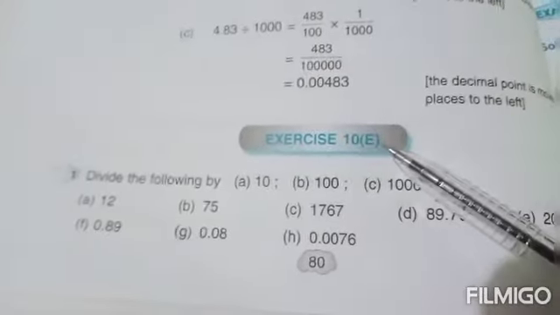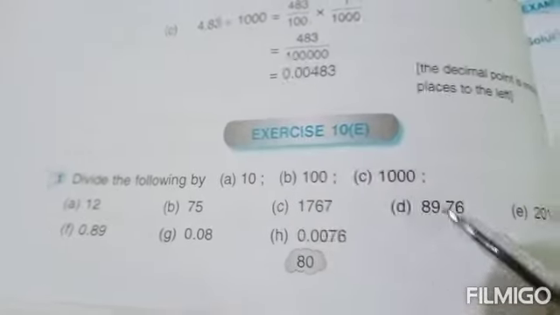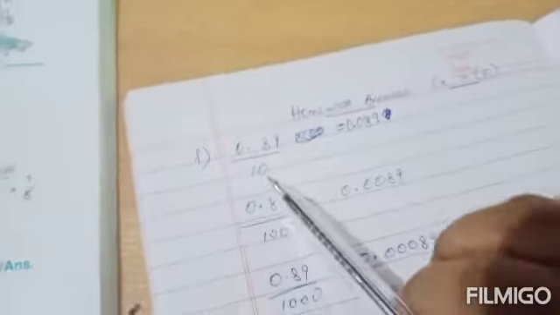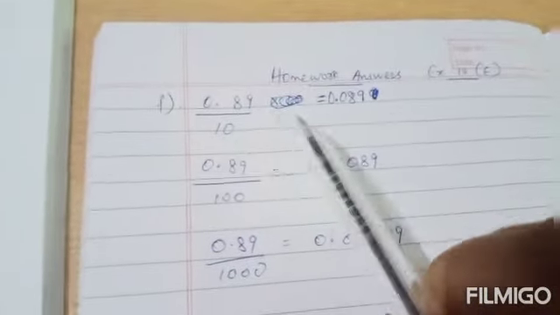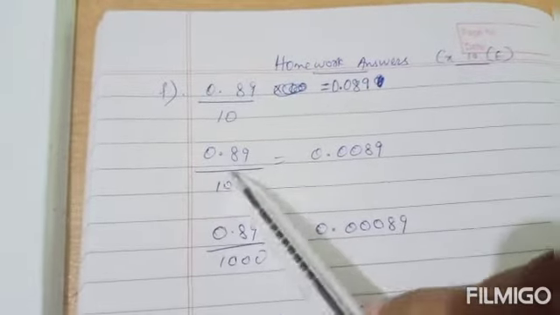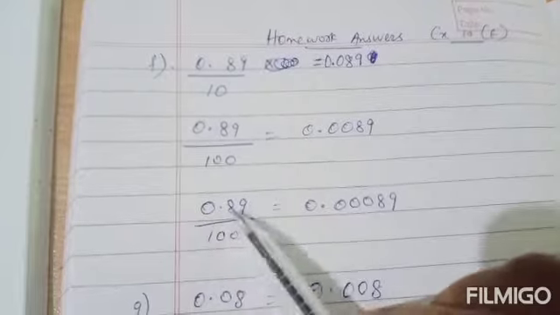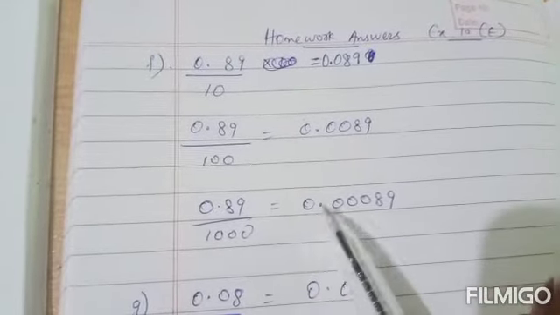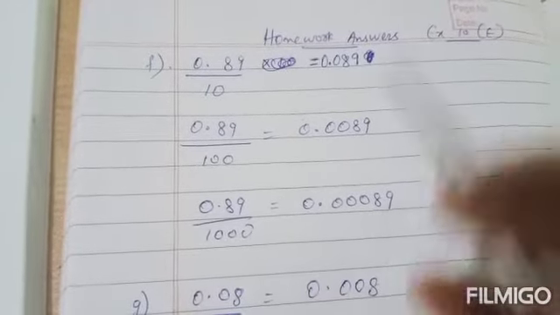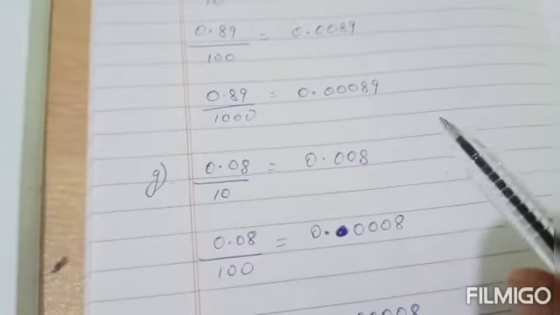Exercise 10E. Divide the following by 10, 100 and 1000, in that F: 0.89. So 0.89 by 10, on dividing by 10 you will get 0.089. Then 0.89 by 100 it is 0.0089, and 0.89 by 1000 it is 0.00089.